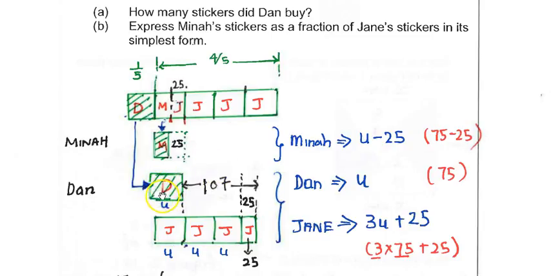This 1 unit is actually 10. Alright? Difference between 10 and Mina is 25. So 1 unit, 1 U minus 25 gives you Mina. Alright? This is how you are going to find Mina. Alright? Then how do you find Dan? Dan is this U. Okay?